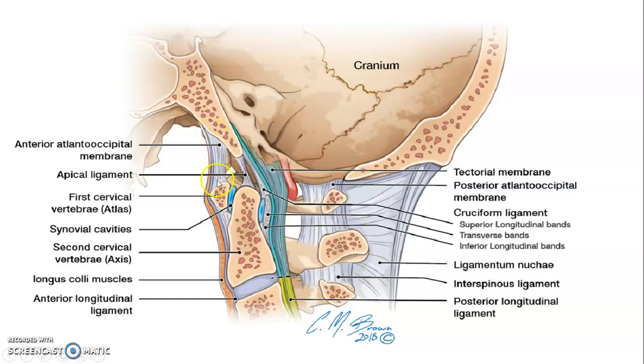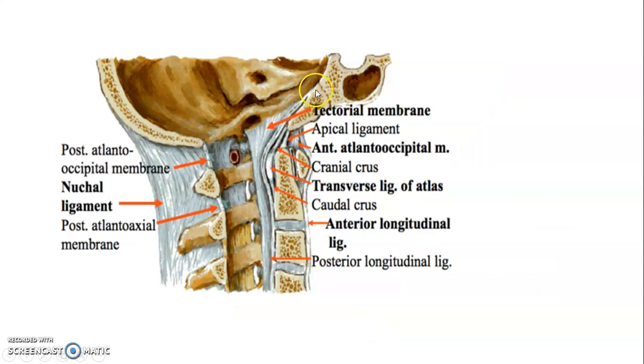This is the anterior atlanto-occipital membrane, and your posterior atlanto-occipital membrane is here. This is your tectorial membrane. Basically, this is the anterior arc of atlas. This is the dens. Again, tectorial membrane is here, posterior longitudinal ligament, anterior longitudinal ligament, apical ligament, posterior atlanto-occipital membrane, and anterior atlanto-occipital membrane.